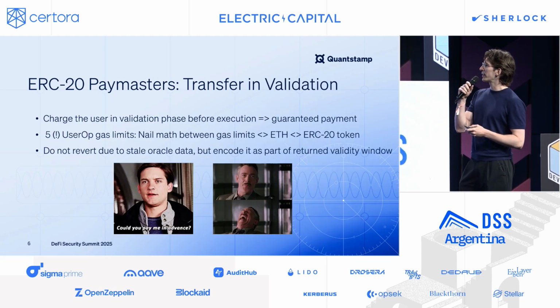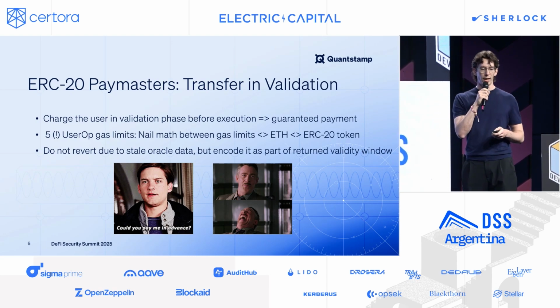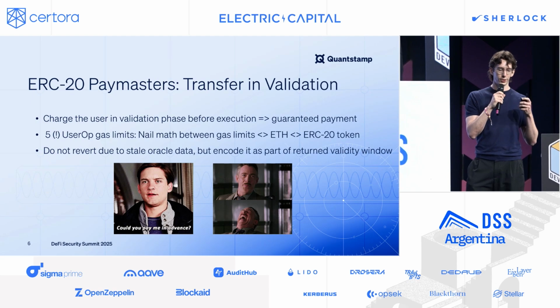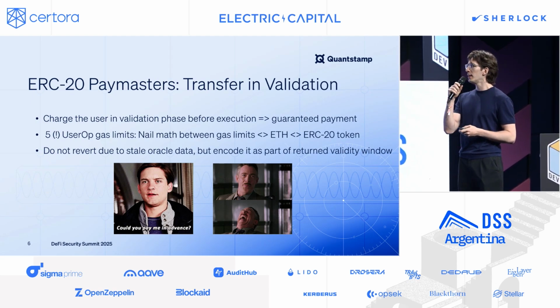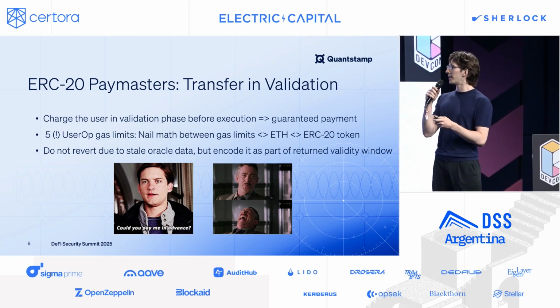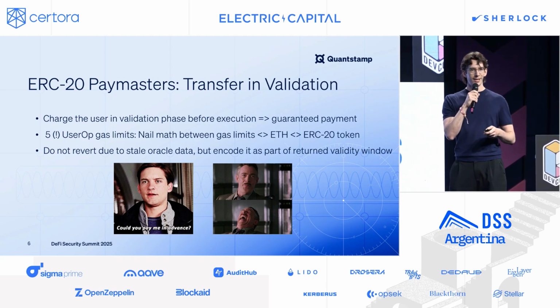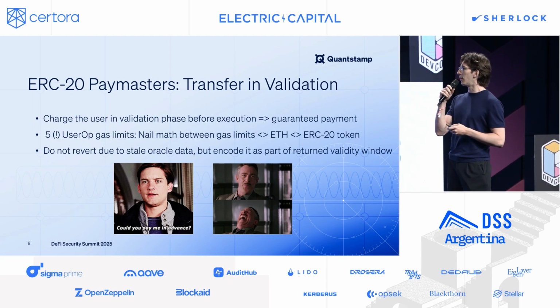So you can also transfer in the validation phase, which is a better approach because then you have guaranteed payment. However, there's in total 5 user op gas limits based on the arrows I showed earlier. And you have to nail the math between the gas limit, ETH, and then the ERC-20 token conversion. So all the typical Oracle and decimal issues we see in all audits apply.